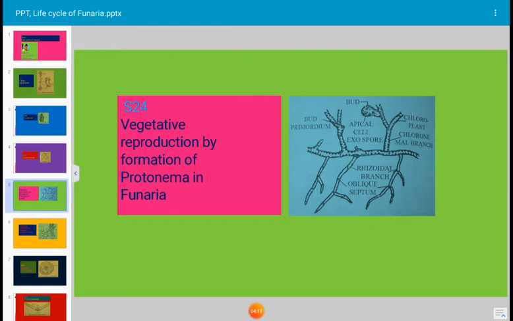Let us see all the details of protonema, or vegetative reproduction by formation of protonema in Funaria. Funaria reproduces vegetatively by different methods. Some methods are described here. Number 1, multiplication of protonema. The photograph is shown here. The primary protonema breaks into small segments because of the death and decay of intermediate cells. The separated segments divide and form new protonema. The buds on secondary protonema develop into new gametophores.